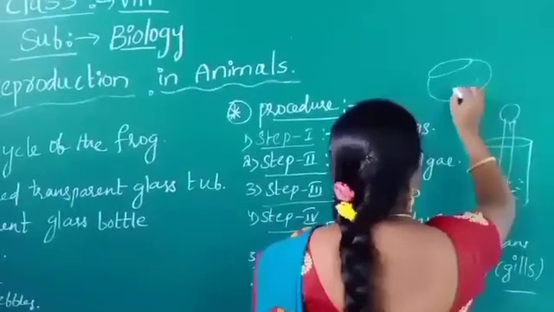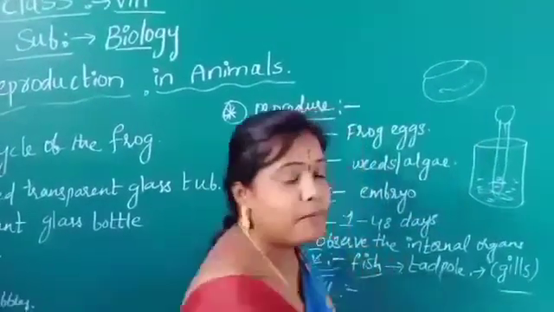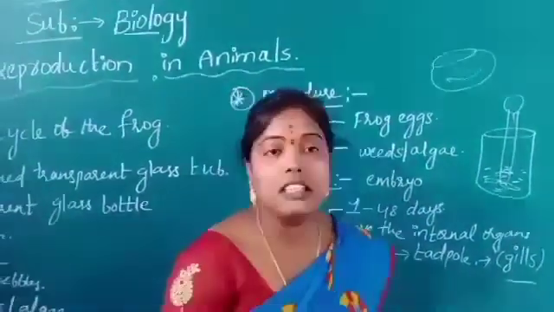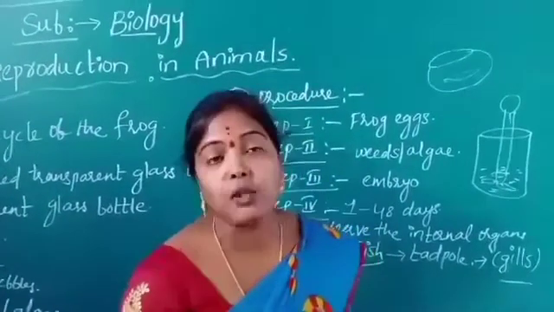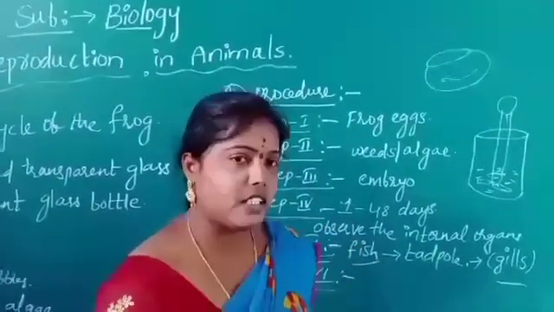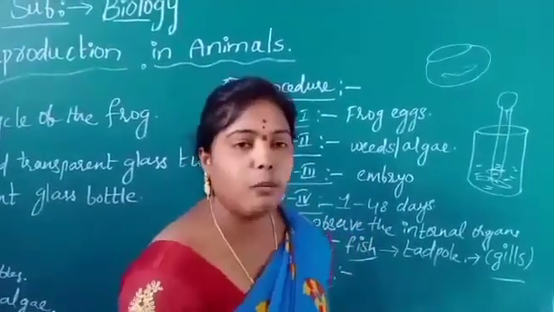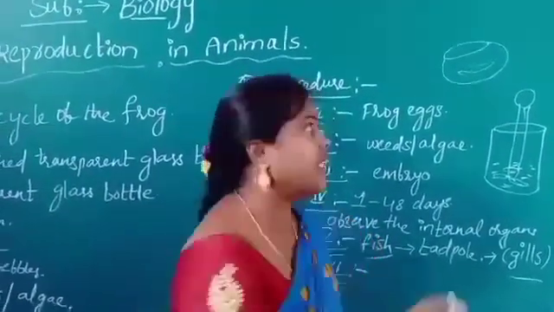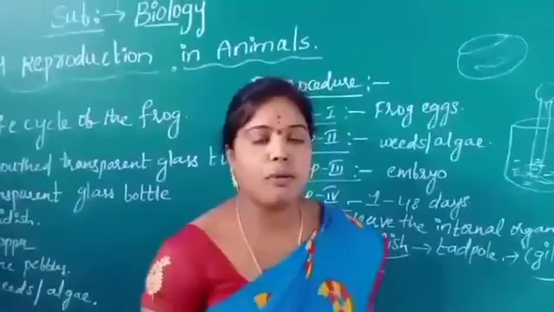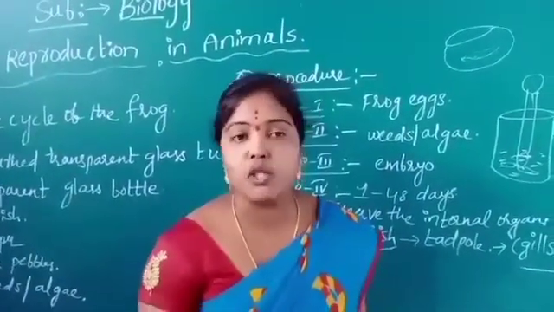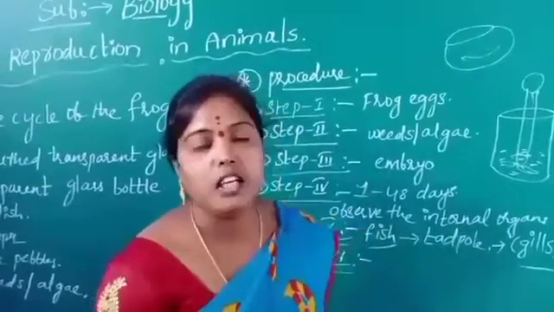Okay, you keep it in the petri dish. So we will observe the tadpole structure in the petri dish very clearly by using a magnifying lens. Okay, children, if you want to see the tadpole structure, then take a tadpole with the help of a dropper and keep it in the petri dish. By using a magnifying lens, we can easily observe the structure of the tadpole.